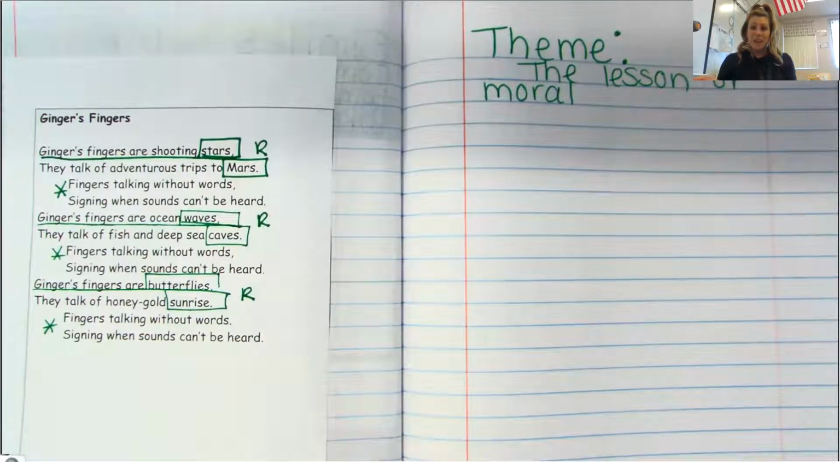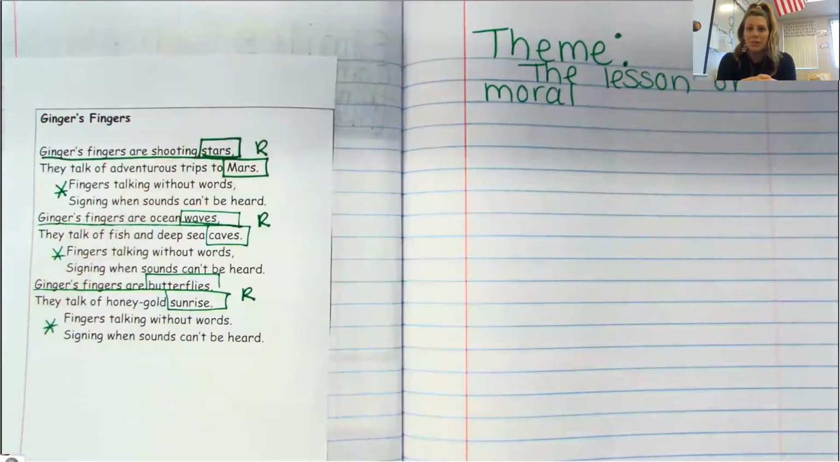It's unique. A lot of people that we know, more than likely, more of them can talk normally, right? They use their mouth to talk. They don't have to use their fingers. So Ginger, she's different, right? But what do you think, and is different a bad thing? No, absolutely not. So what do you think the theme could be?